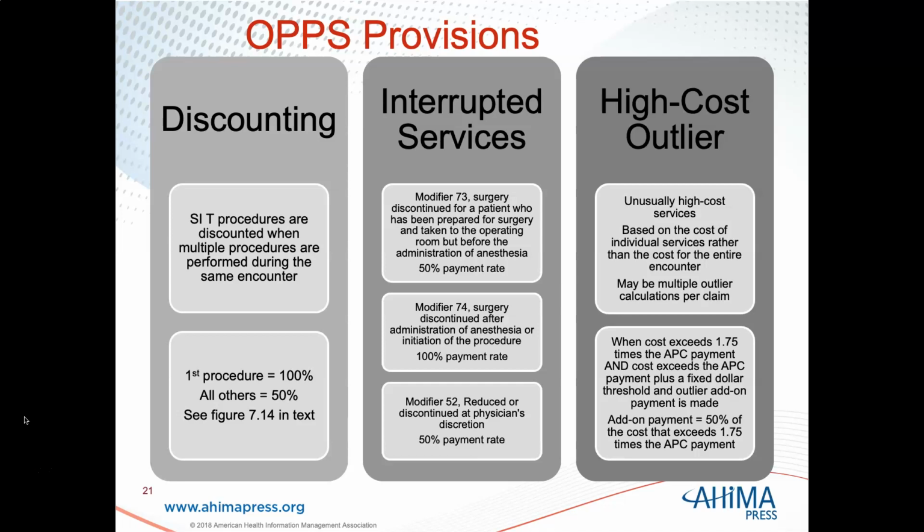High cost outliers, these are when the cost exceeds 1.75 times the APC payment and the cost exceeds the APC payment plus a fixed dollar threshold, and an outlier add-on payment is made. So you've got the add-on payment that's 50% of the cost that exceeds the 1.75 times the APC payment. And I don't think they give us an example of an outlier payment. They don't walk us through it. I mean, there's some information in there, but they don't actually give us an example of that, unfortunately.